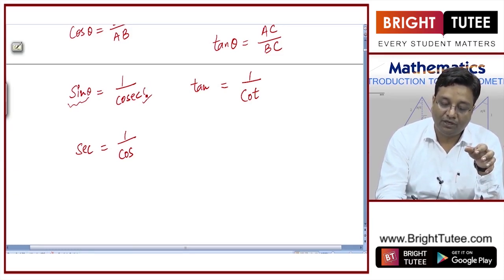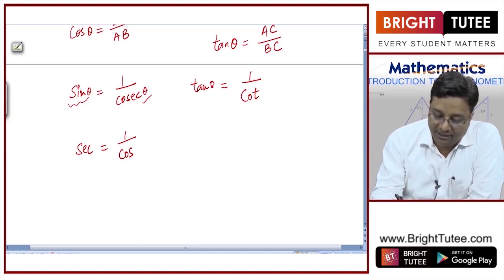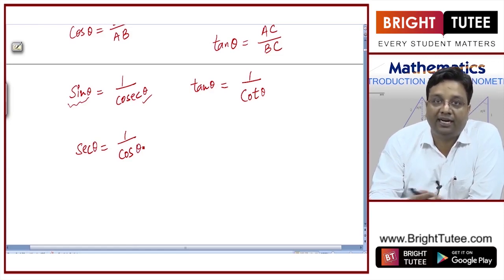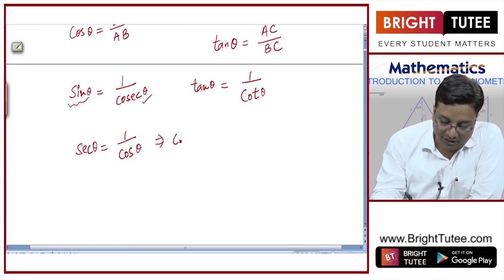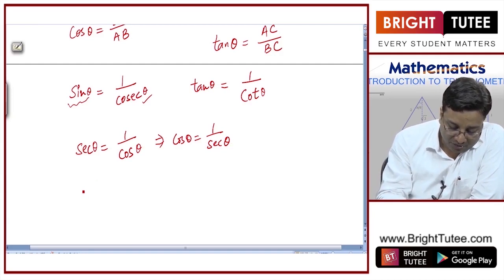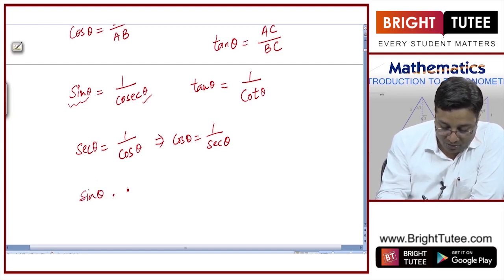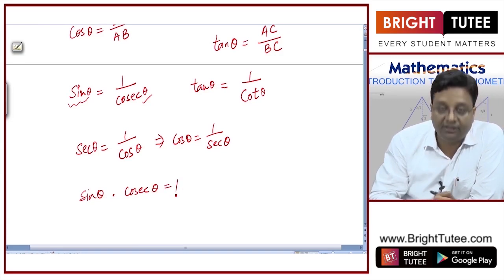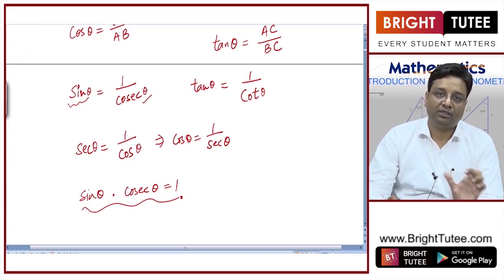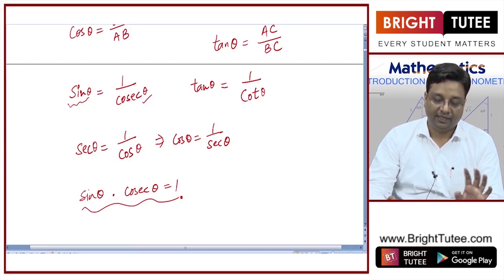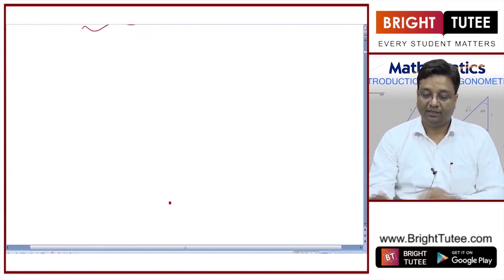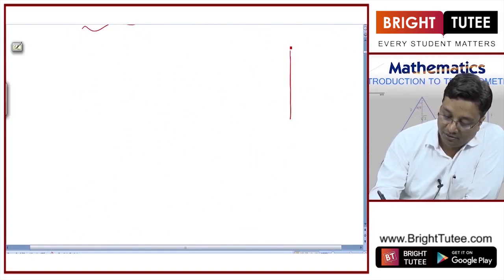Sine theta is equal to 1 upon cosecant theta, right? So tan theta is equal to 1 upon cot theta. Secant theta is equal to 1 upon cos theta, and vice versa also. So this will mean cos theta is equal to 1 upon secant theta also, right? Also, in some books it can be written sin theta into cosecant theta, this product is equal to 1, right? This is pretty obvious, because when the product is equal to 1, both the things are reciprocals of each other, right? So now I think all these ratios are clear to you. So let's recap it once more.